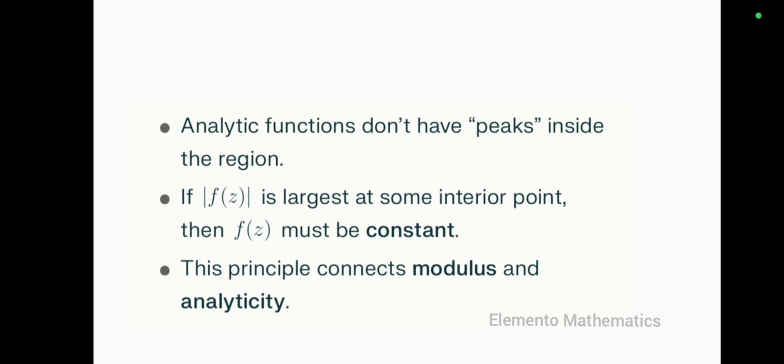So these are some of the important points. If the modulus of the function has a maximum inside the region, then the function is forced to be constant in the whole domain D. It means analytic functions don't allow peaks in the middle of the domain, unless they are constant everywhere. So the maximum must be on the boundary.